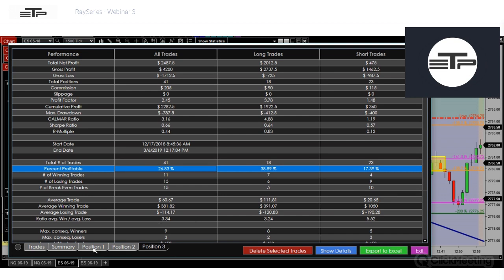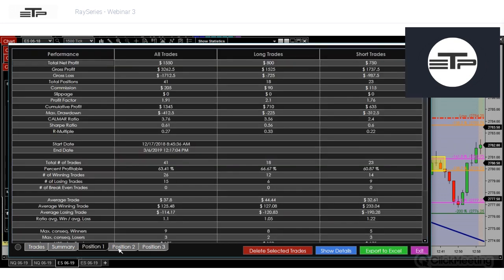Okay, and as I said, after target one is hit, all stops are moved to break even. So for position 2, it's the same deal as for position 3. So it's number of winning trades, number of losing trades, and number of break-even trades.